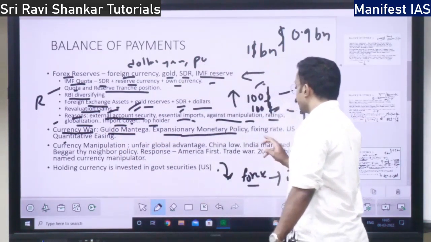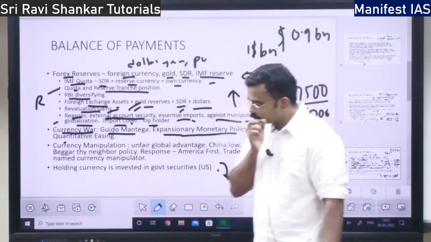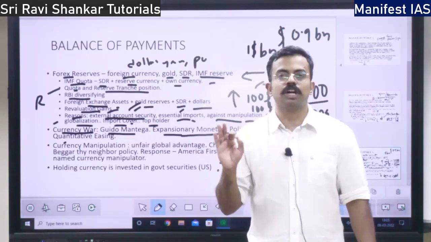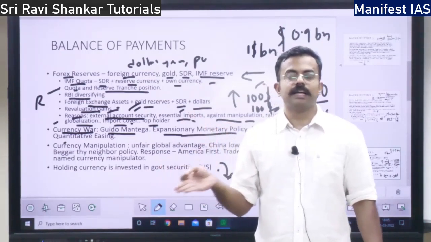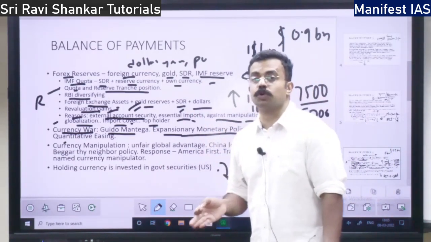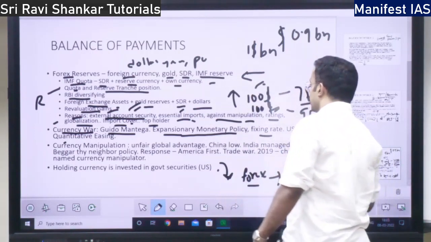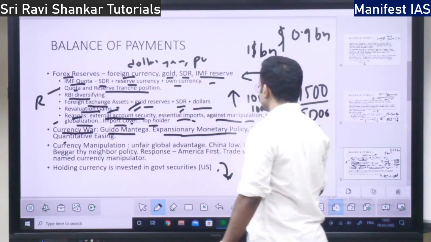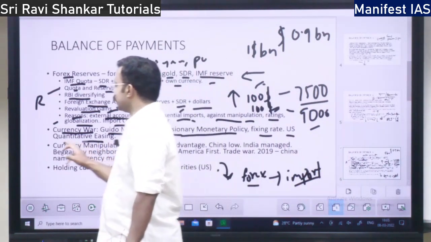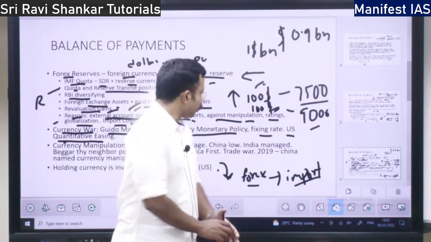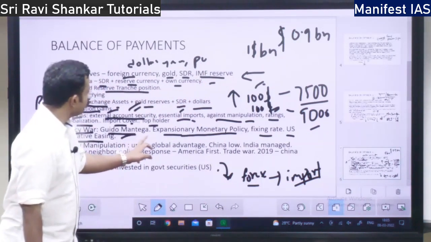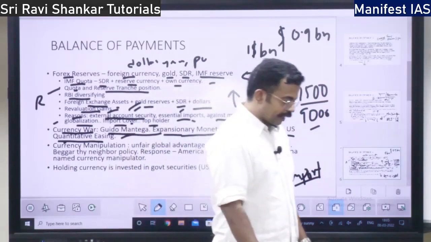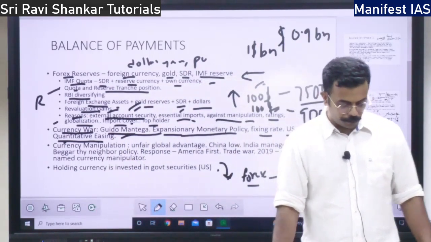And also fixing rate. See, in currency war, generally the currency is not floated, it is fixed. China fixes its currency so low that its exports are attractive. Then US has done quantitative easing. Quantitative easing is a method of expansionary monetary policy.